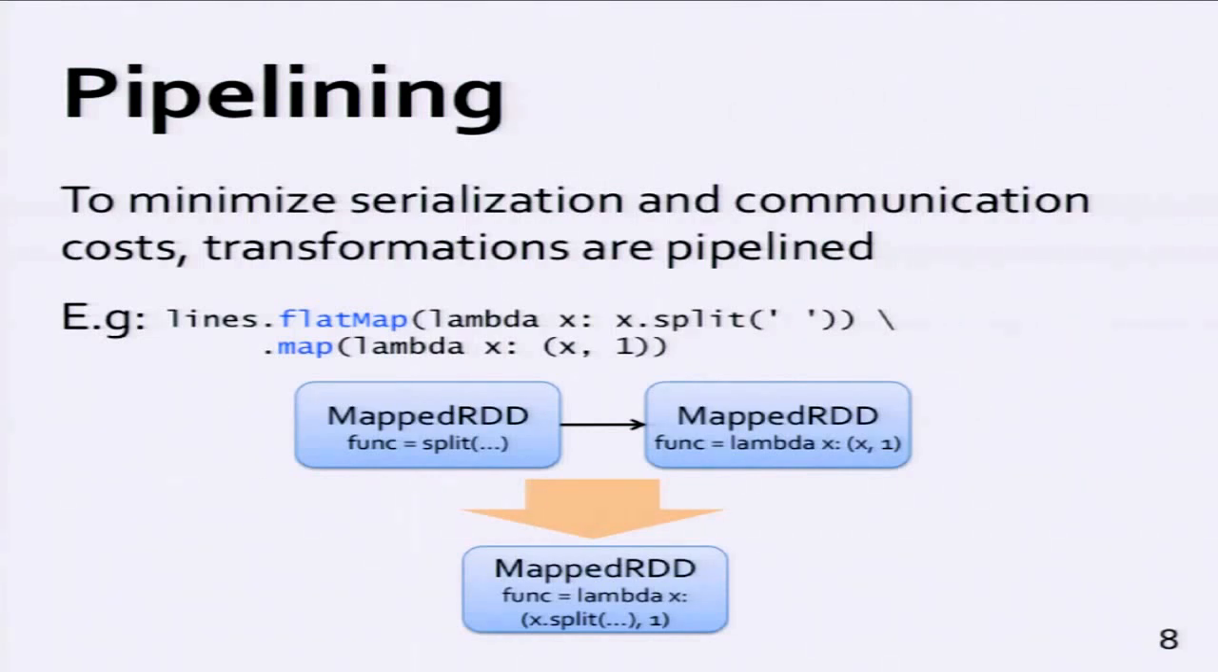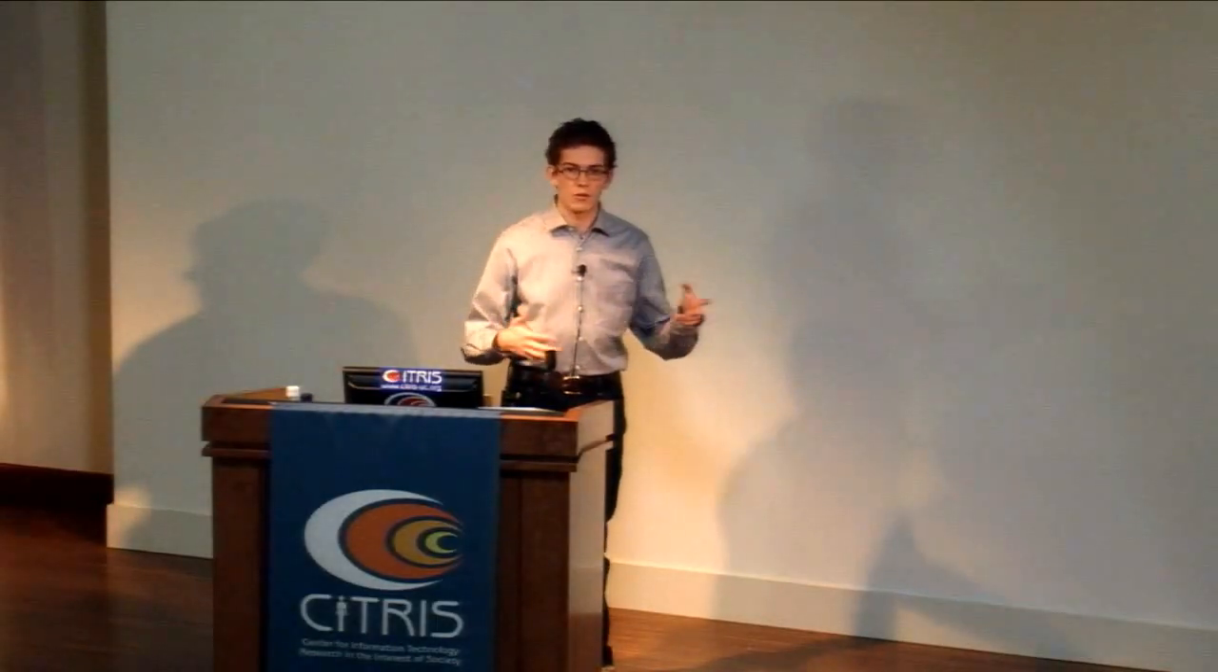And of course, this makes intelligent decisions with caching too. If it sees some of your intermediate RDDs are cached, it won't unnecessarily recreate them just for the sake of pipelining.